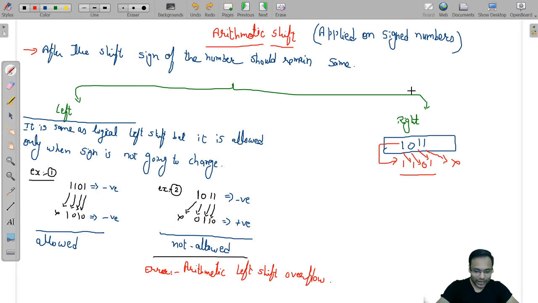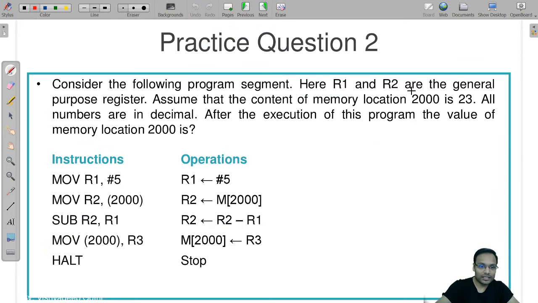Okay, so I hope you will remember this particular concept, and let's go further with some more understanding by solving questions. This is the very first question, just a practice question I am throwing at you. The number of the question is 2 just because we have solved one question previously in the program counter concept. So consider the following program segment. I will solve this question. Don't worry about it, just understand how exactly we are going to solve such questions. Next question you will definitely try.